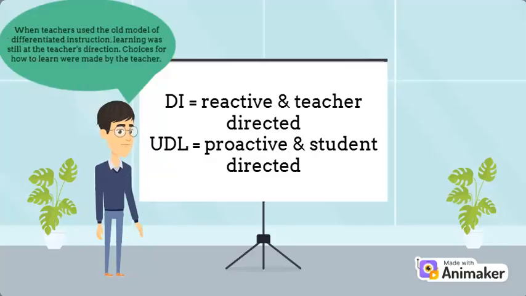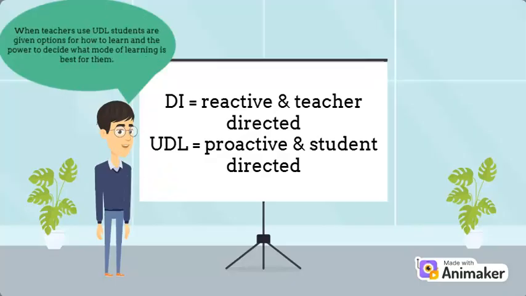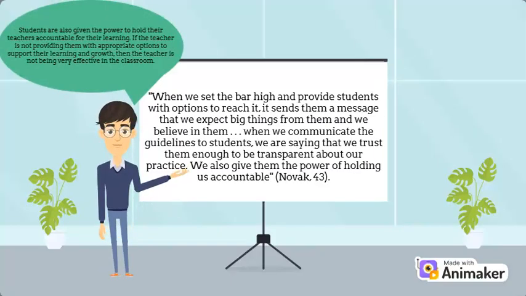When teachers used the old model of differentiated instruction, learning was still at the teacher's direction. Choices for how to learn were made by the teacher. When teachers use UDL, students are given options for how to learn and the power to decide what mode of learning is best for them. Students are also given the power to hold their teachers accountable for their learning. If the teacher is not providing them with appropriate options to support their learning and growth, then the teacher is not being very effective in the classroom.